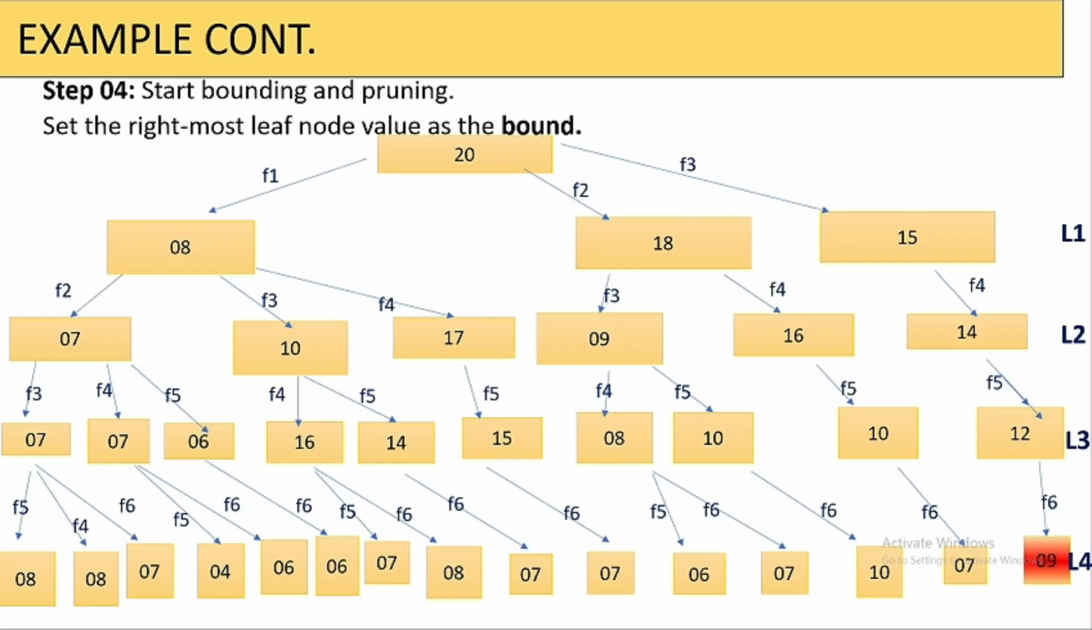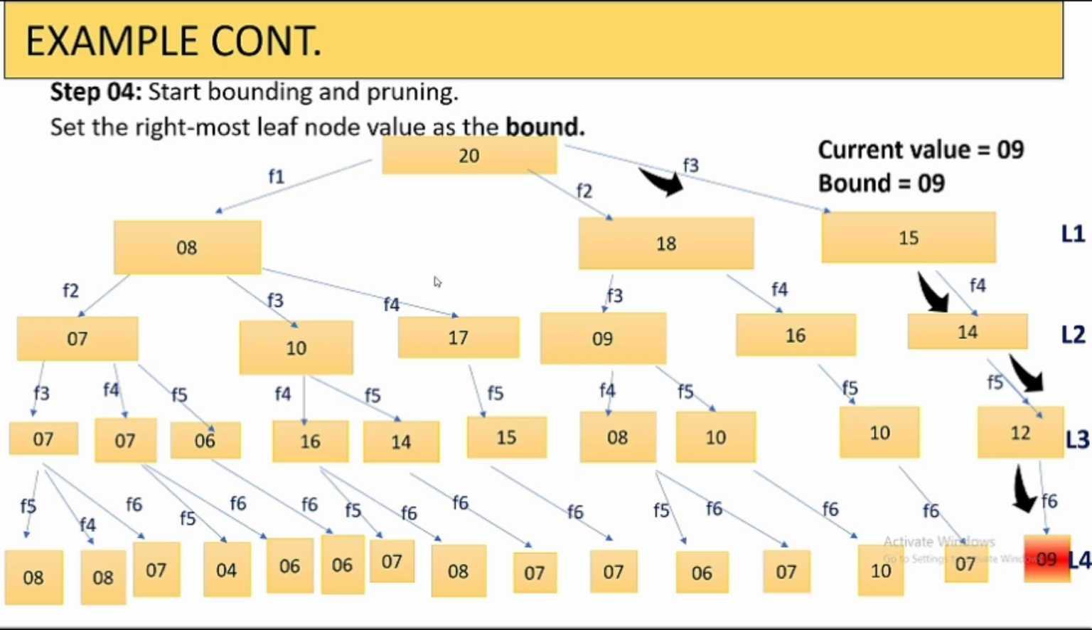Then I have to start pruning. Pruning is basically the process of removing the unnecessary leaf nodes. We have to start with the rightmost node. We have to set the rightmost leaf node value as the bound. Our rightmost leaf node value is 9. Therefore, our current bound value is 9.